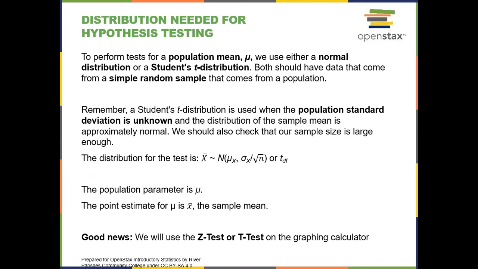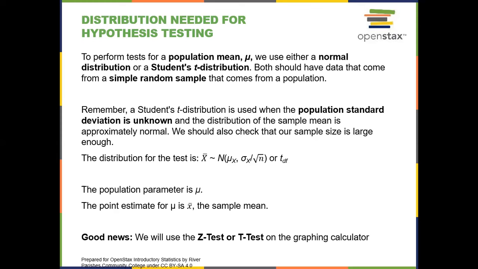The distribution for the test is the normal distribution of X bar, or sample means, which is a bell-shaped distribution with a mean equal to the mean of the population. We are looking for the sampling distribution of X bar, or the probability distribution of the sample means, which has a mean equal to the mean of the population and a standard deviation equal to the standard deviation of the population divided by the square root of the sample size.